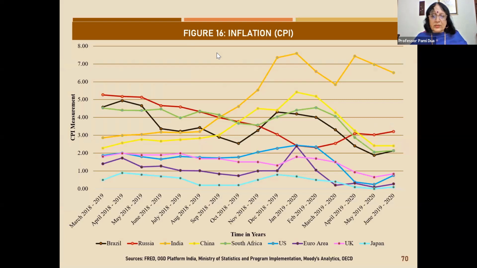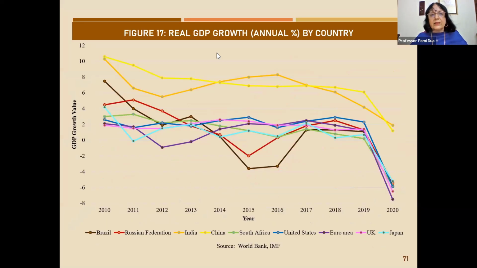Just to give you an idea of how inflation has moved across the world, this shows you various countries, and you can see quite a lot of similarity in the trends in inflation across the world. And here is the similarity in GDP growth. You can see the sharp decline in GDP growth in all countries that are shown here.